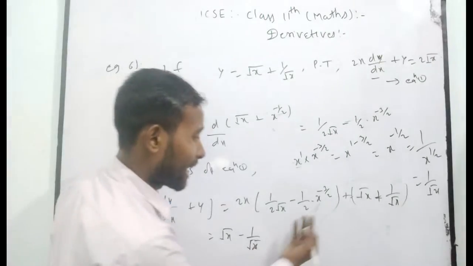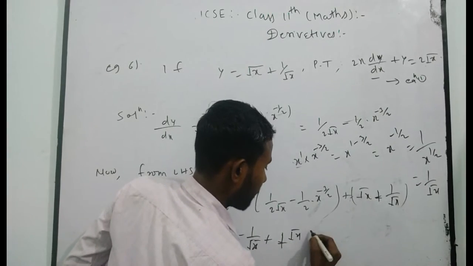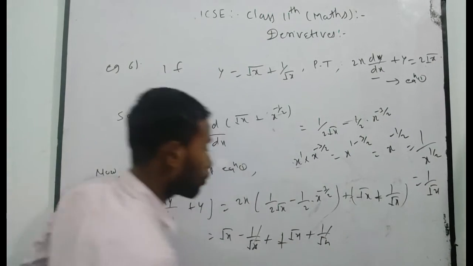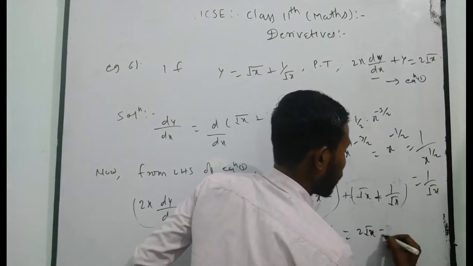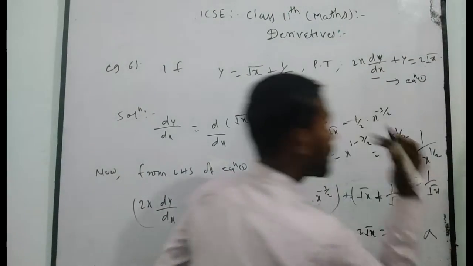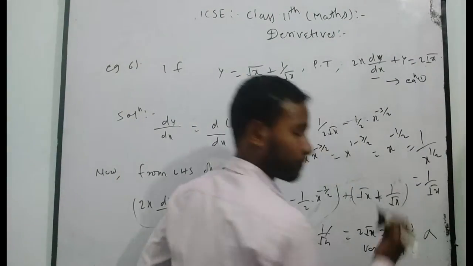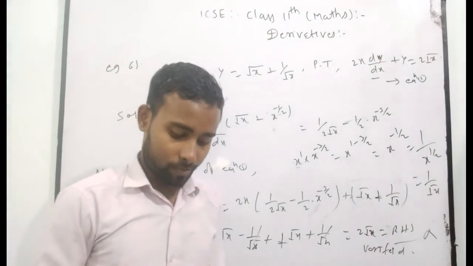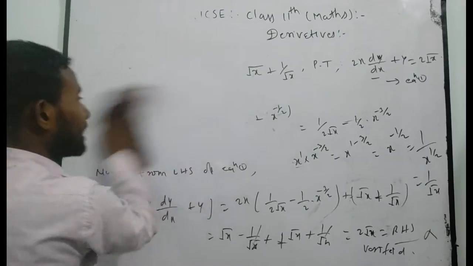Have you understood? And the second term will be root x plus 1 upon root x. Here 1 upon root x, 1 upon root x cancel, and root x plus root x will be 2 root x, which is your RHS of equation first. So it will be verified. Have you understood? I think you will understand very well.